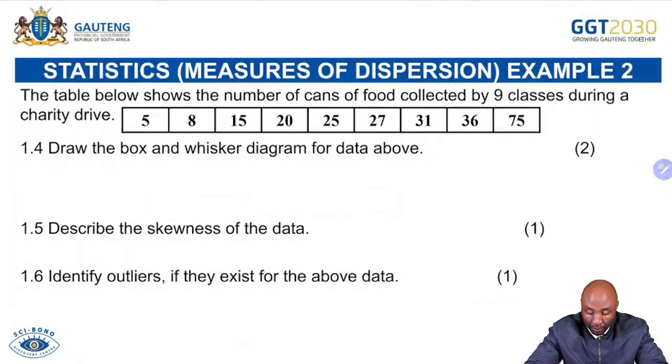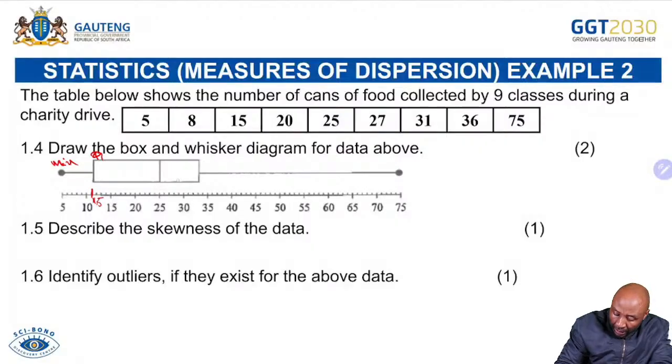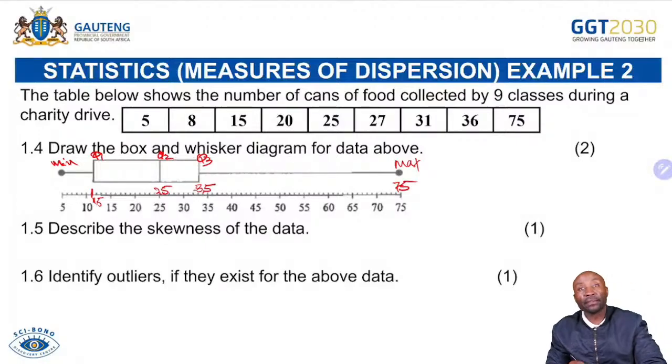1.4, we have to draw a box and whisker plot. Remember, our minimum is 5. We have determined our Q1, and so that's our minimum. Our Q1, it helps. And please, I'll encourage you, just write the values here. Our Q1 is 11,5. Our Q2 is 25, so that we are able to easily see when we are being marked. Our Q3, we said this is 33,5. And our maximum, we said it's 75 for ease of identification.